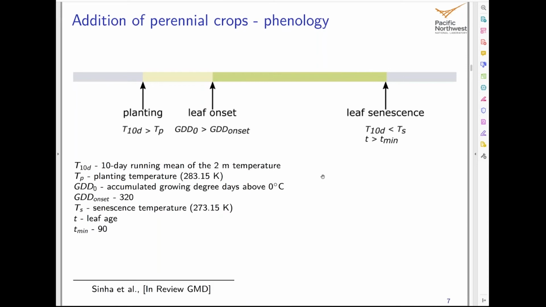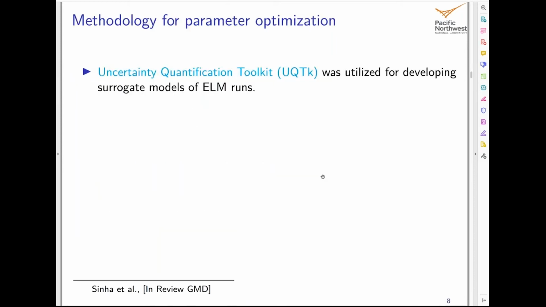So we added a new module for perennial crops phenology, and we also made a few edits to how yield is estimated for perennial crops and how carbon nitrogen allocation occurs. After the addition of perennial crops, we then had to optimize the crop parameters for these crop types. So for that, we utilized the uncertainty quantification toolkit developed by the Sandia lab, and we developed surrogate models of ELM runs.